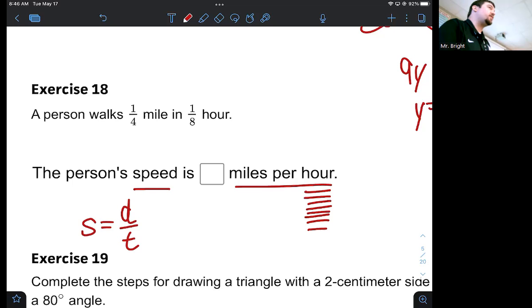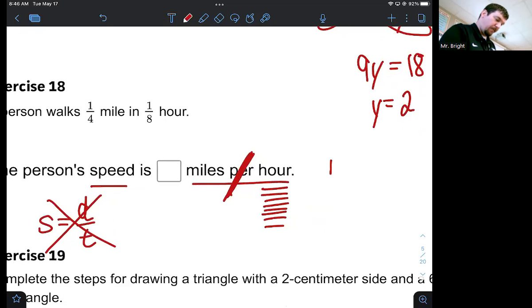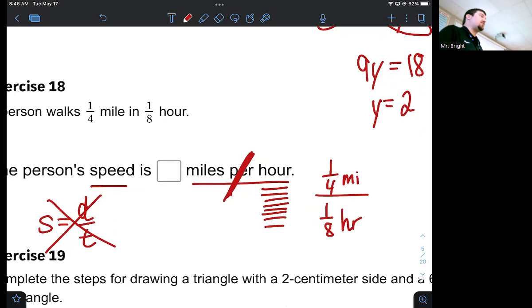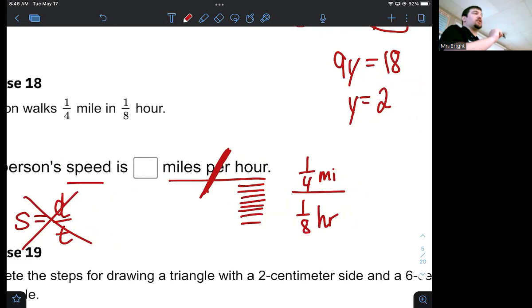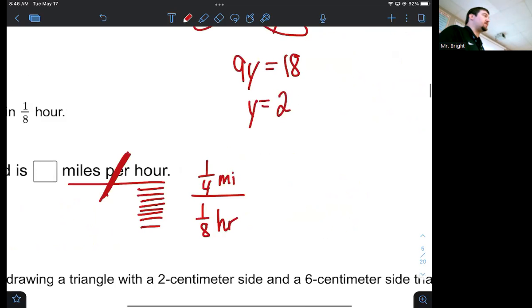And it tells you what order to divide it in. Even if you didn't know that speed was distance over time, the word per can also be a slash or division symbol, and that tells you to do miles divided by hours. So 1/4 miles divided by 1/8 hours. Now, typically, I try to avoid fractions within fractions. They're called complex fractions, and as you might assume, they're complex. But remember that this middle fraction bar is just a division sign, and that means we're just going to divide these fractions.